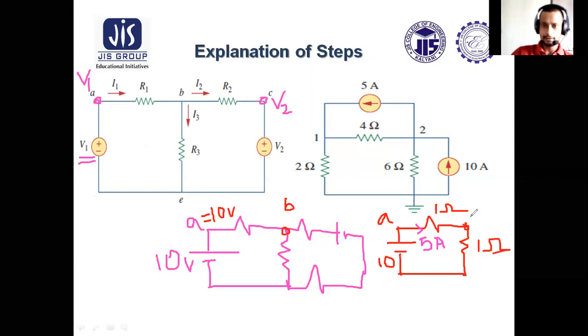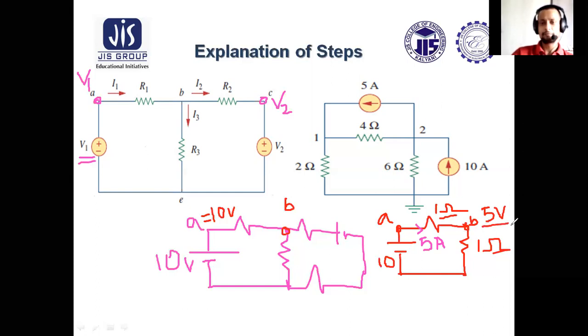Suppose this is B node. Now, as 5 ampere current is flowing through this path, at this point we have 10 volt. When 5 ampere current is flowing through this 1 ohm resistance, there will be a 5 into 1, that is 5 volt drop. So the remaining 5 volt will appear here. Simple KVL, or simple Ohm's law, is applied here.